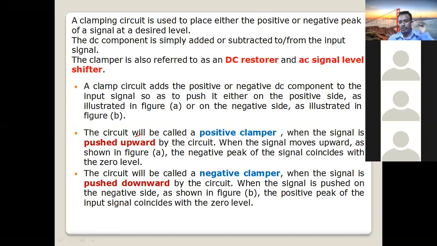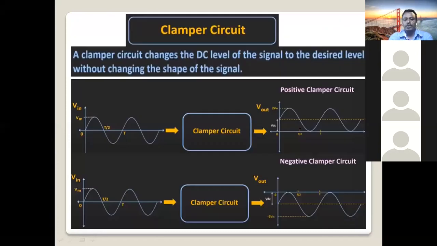We include a positive DC, positive average. We add a positive DC component to the signal, and the clamper circuit is called a positive clamper circuit. So here you see a positive clamper circuit because this signal is shifted upward. As you can see here, it is shifted upward. We call it a positive clamper.